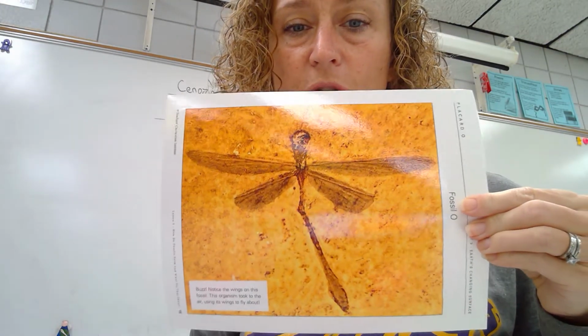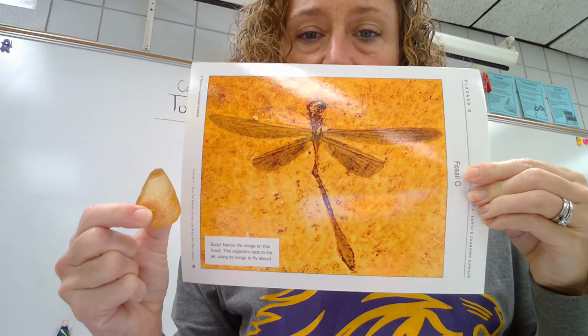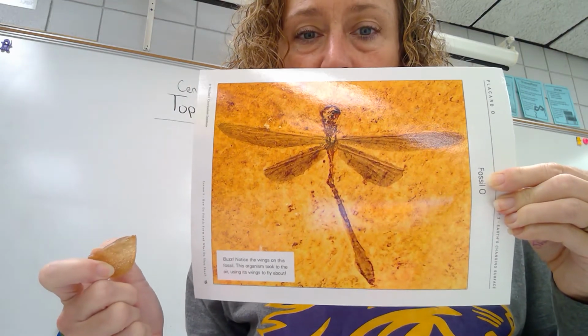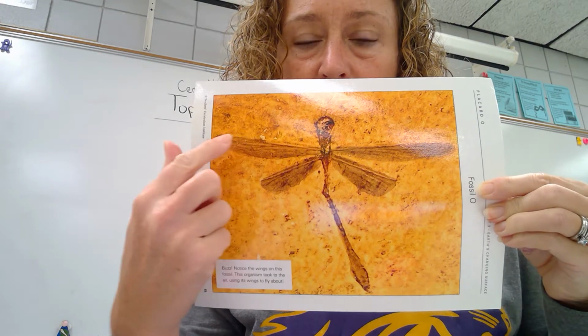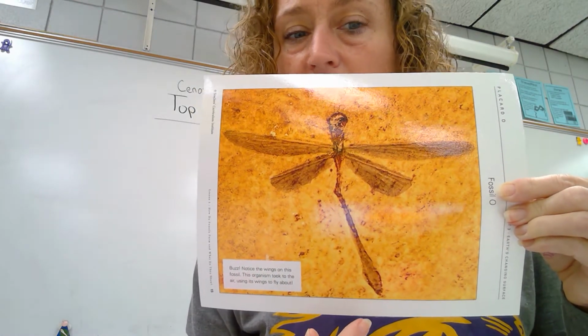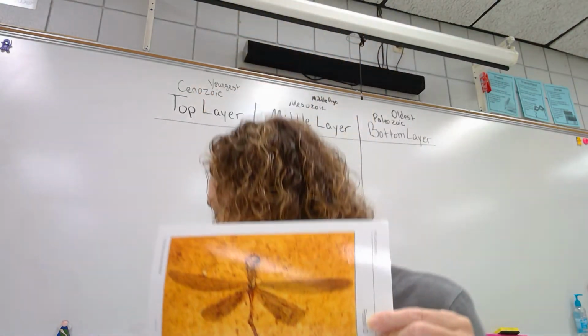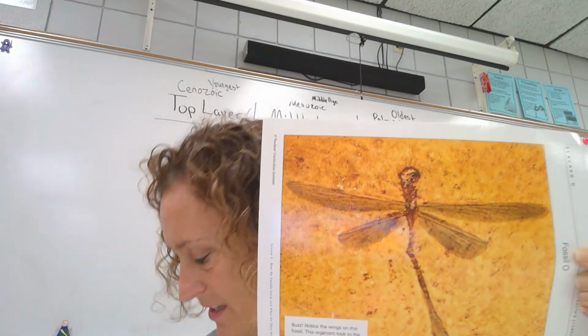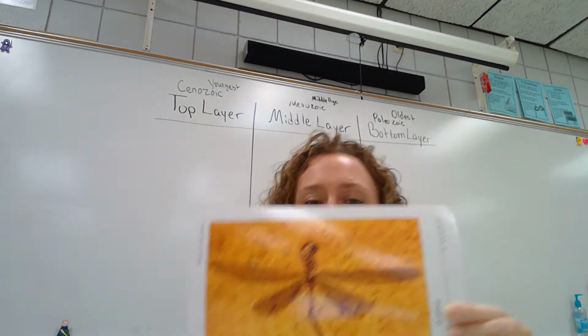Now from last week when I showed you, that kind of reminds you of that amber that I showed you that forms, if you remember, from tree sap. And that has to be smaller animals that would get trapped in the tree sap. So does this remind you of kind of like a dragonfly, possibly? It looks big because I've got the picture really zoomed in so that you could see it well, but I think that that's definitely a dragonfly. So this is fossil O. We're going to label it fossil O.